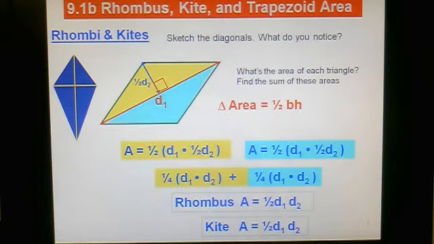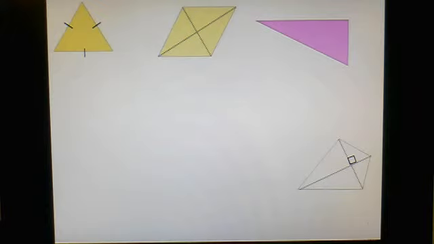So we've got that formula. I wanted to pause it there for a second and make sure my recording's going through okay. So we need to find the area of these four shapes that are on the middle of your paper.